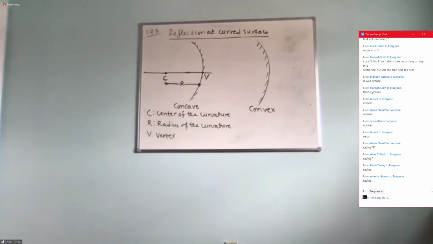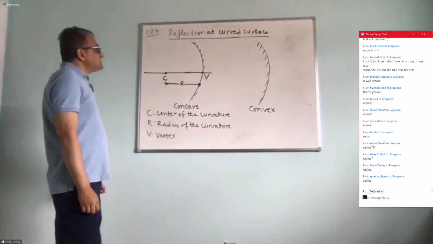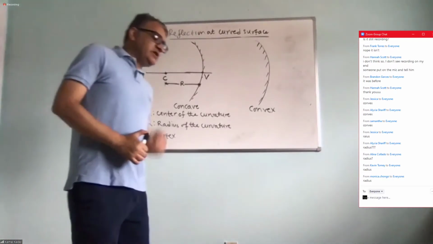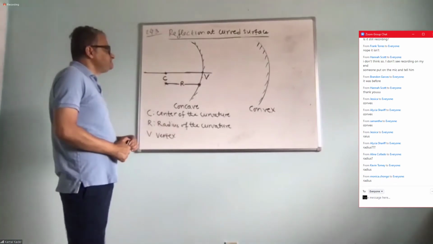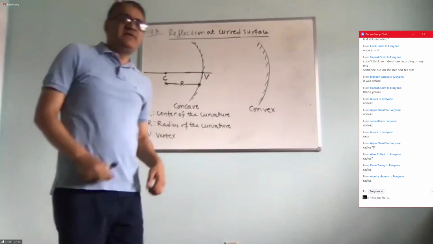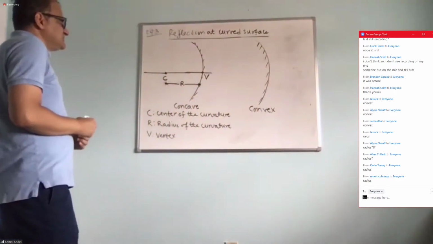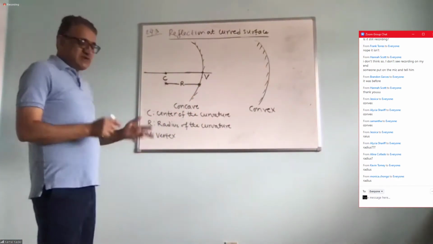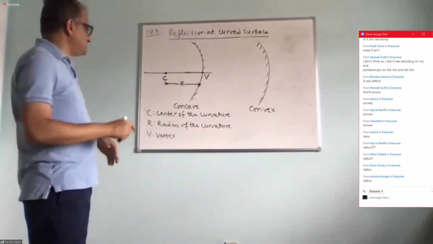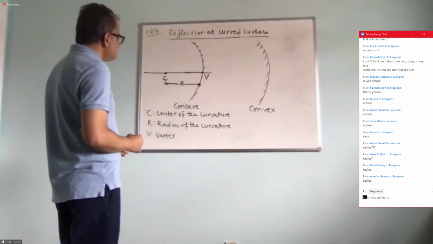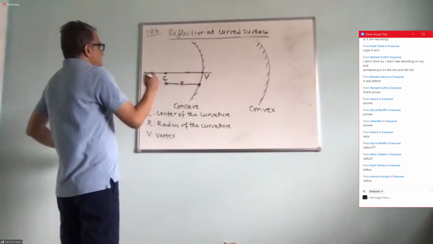Now, in this case, what we are trying to do here is that we are trying to get one equation. That is the very, very famous equation for this kind of reflecting surface. This is called the relation between object distance and image distance, right, everyone? Okay. So let's do this.